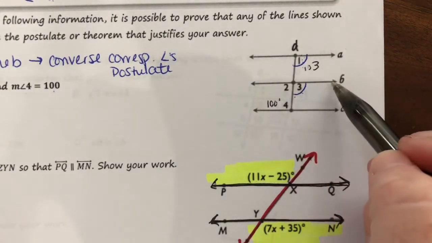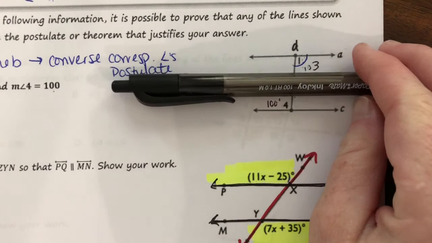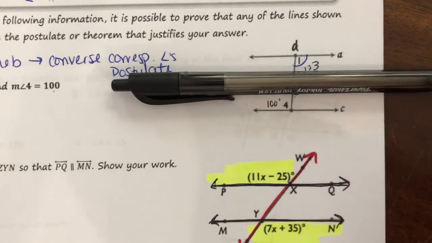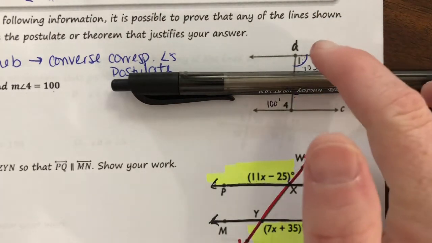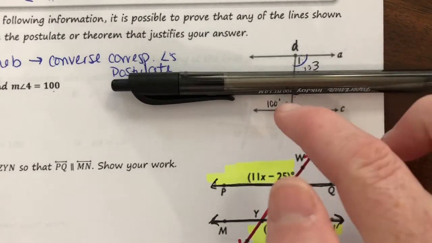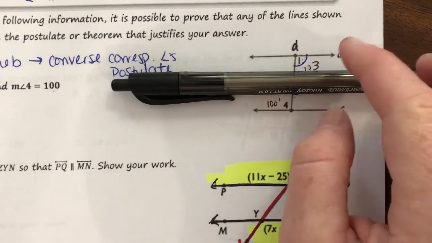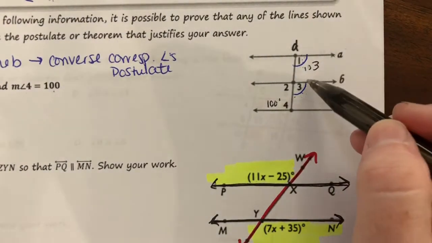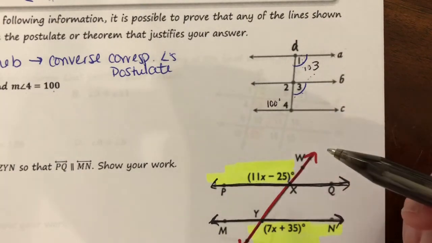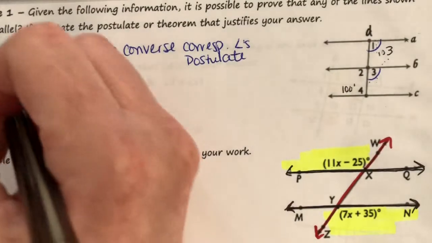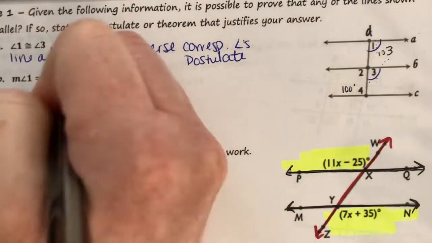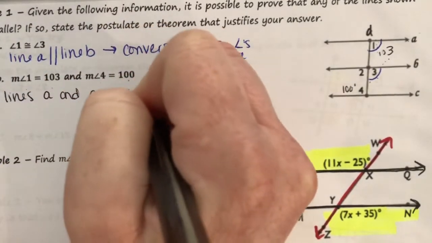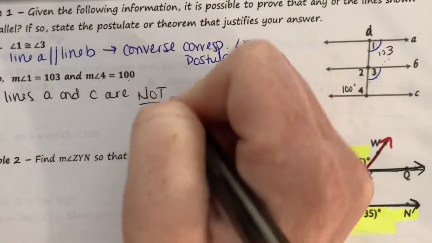Well, if we ignore line B, if we pretend that line B is not even there, angle 1 and angle 4 are alternate interior angles between A and C, cut by transversal D. Angle 1 is on the inside on the right side of D, and angle 4 is on the inside on the left side of D. They're alternate interior, so they have to be congruent for these lines to be parallel. Are they congruent if 1 is 103 and 4 is 100? No, they're not congruent. So lines A and C are not parallel.